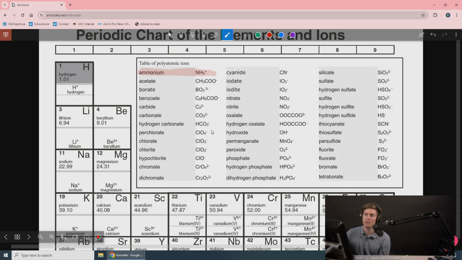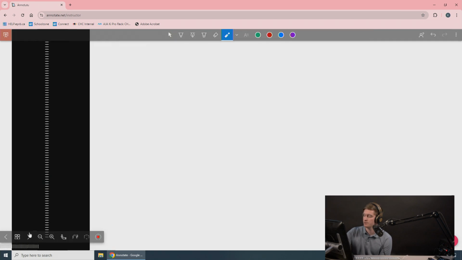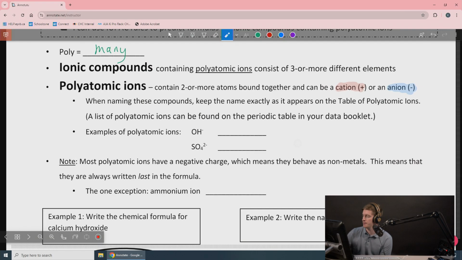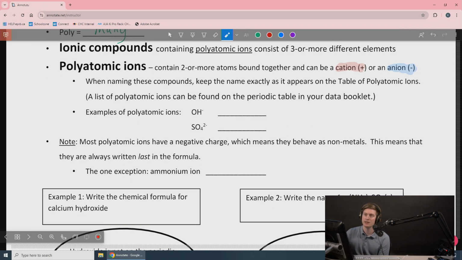And if we're going to name a compound that had ammonium or acetate in it, then we would say ammonium, and then whatever our anion is, or whatever our cation was, and then acetate. We'll give some examples. You just name them exactly like they are in the box. Some examples of polyatomic ions. Try and find these in the box here. This is going to be OH- is hydroxide, and SO4 2- is sulfate.